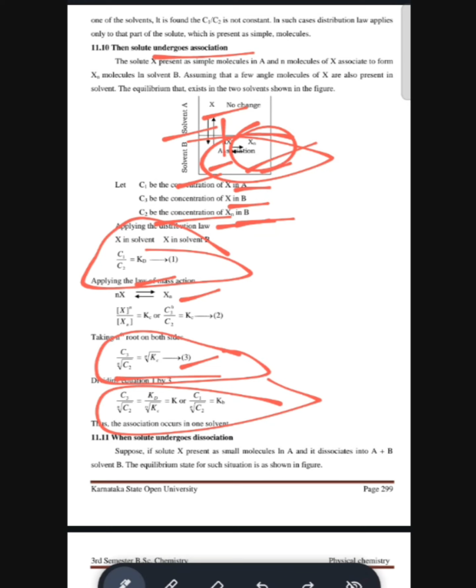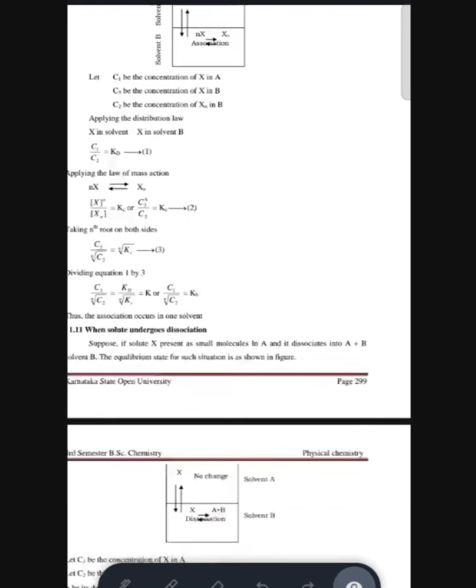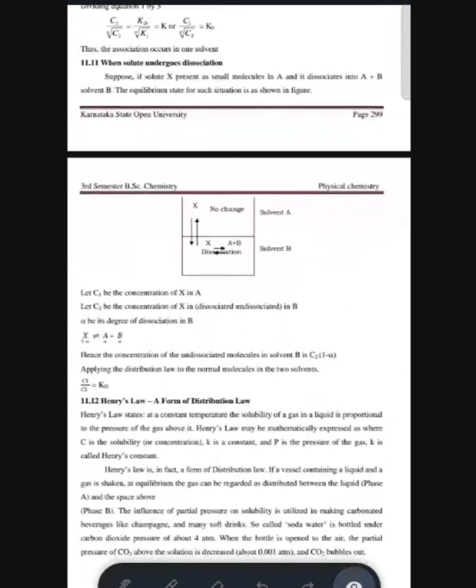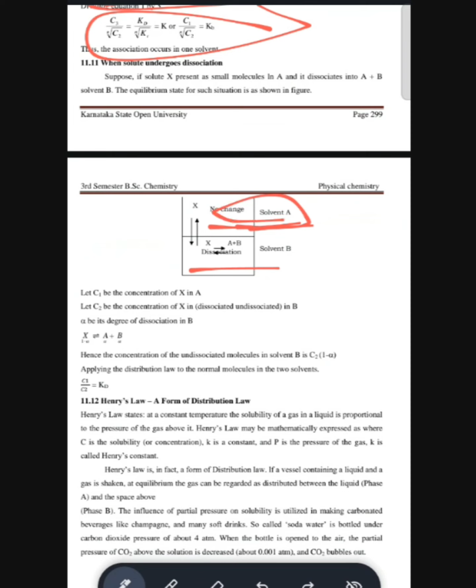When the solute undergoes dissociation, X is present as simple molecules in A and it dissociates into A plus B in solvent B. So when X is added, there will be no change in solvent A. In solvent B, X dissociates to give A plus B. So let C1 be the concentration of X in A, and C2 be the concentration of X present in solvent B.